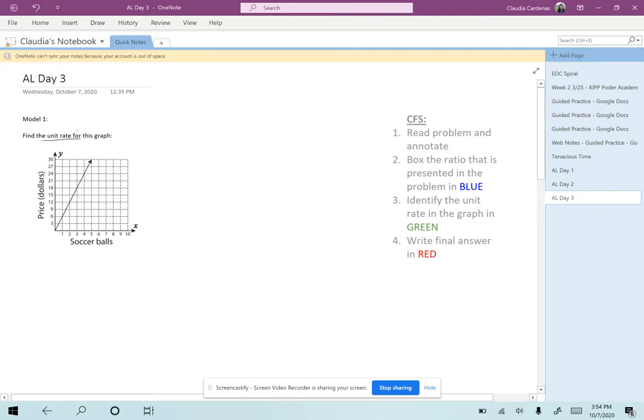Okay, so I know the unit rate means for one of something, so we need to figure out what that is. And the second part is telling us to box the ratio that is presented in the problem in blue. So I know that we are talking about two different things, and that is soccer balls and price. So just labeling again Y and X. Then for step 3, they want us to identify the unit rate in the graph in green.